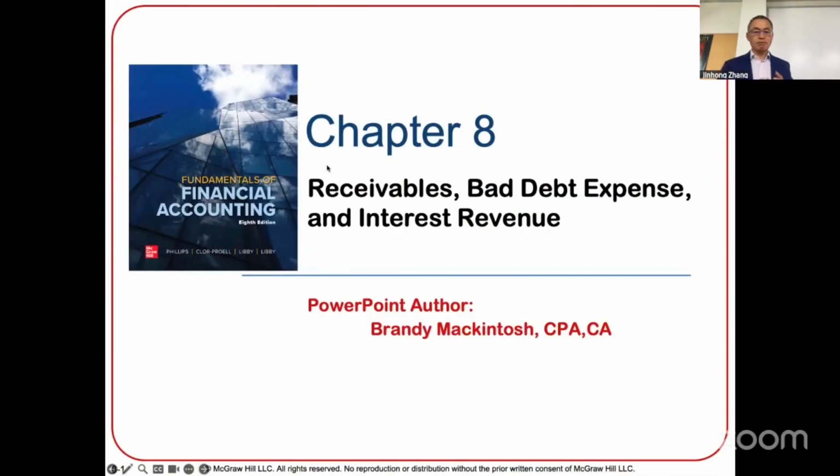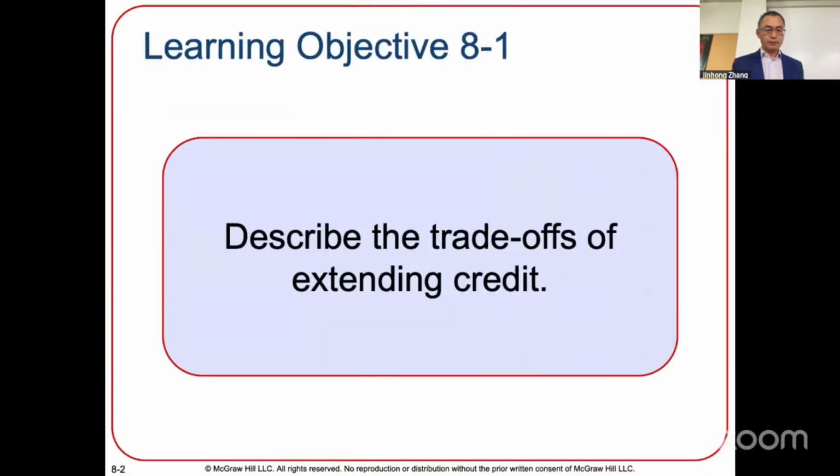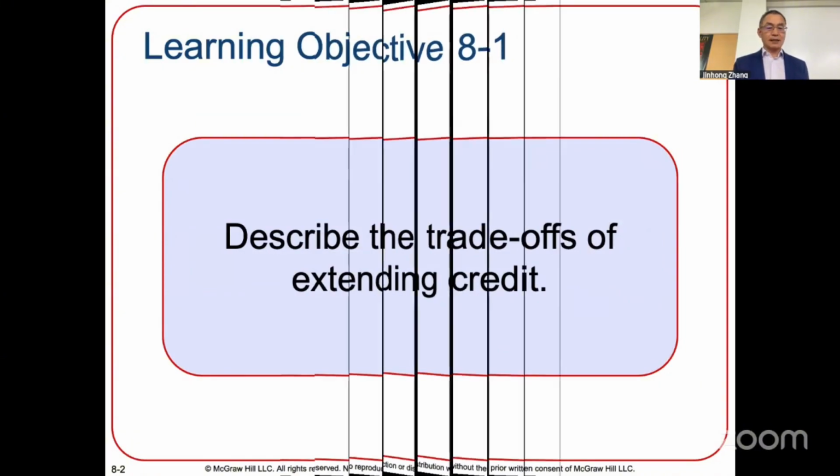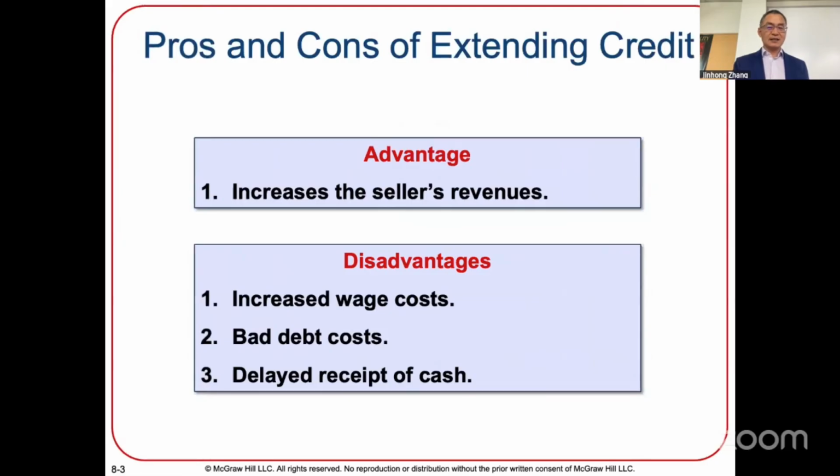So next week, chapter 8: receivables, bad debt expense, and interest revenue. We want to describe the learning objective, describe the trade-offs of extending credit. Well, you extend the credit, which means instead of paying you immediately, you tell them, okay, you pay me after months. So the advantage is you increase the sales revenue, and the disadvantage is you increase the wage cost, bad debt costs, and delay the receipt of cash.